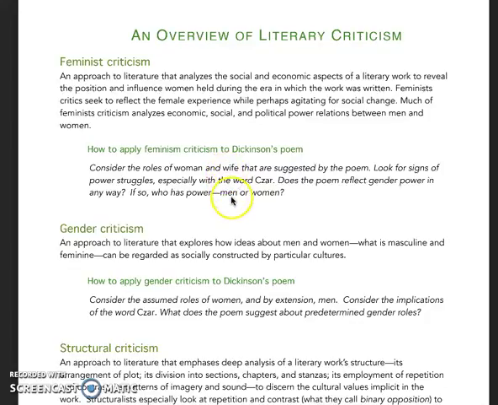If we were going to look at the Dickinson poem, we might think about what the role of woman and wife would be that are suggested in the poem. And are there any power struggles, especially with that word czar? Do we see some sort of power dynamics at play with that word choice? And is there any gendered power? Do we see any power of a certain gender holding power over another gender? So that would be the feminist read.